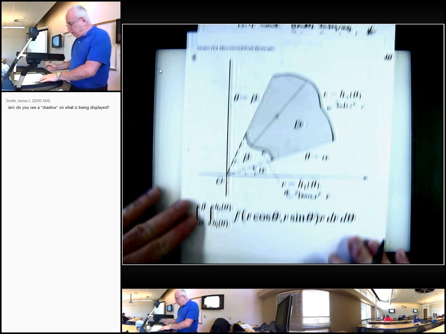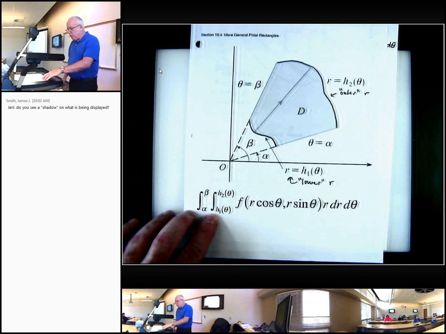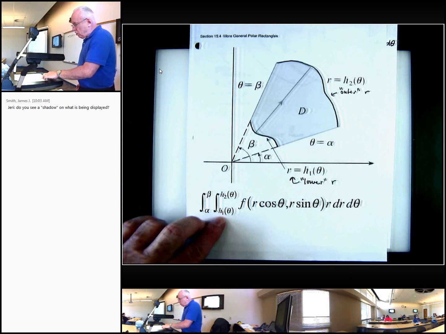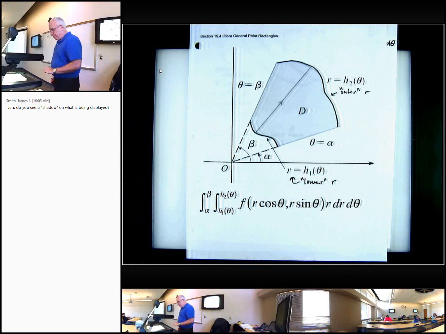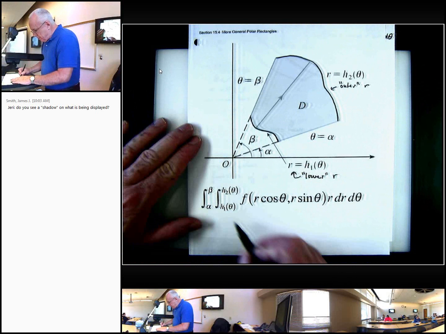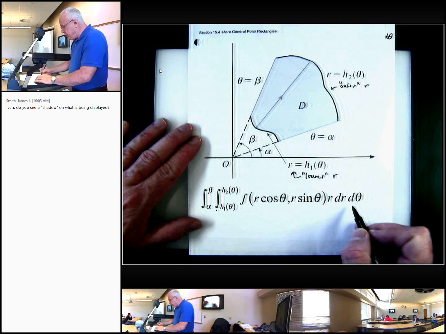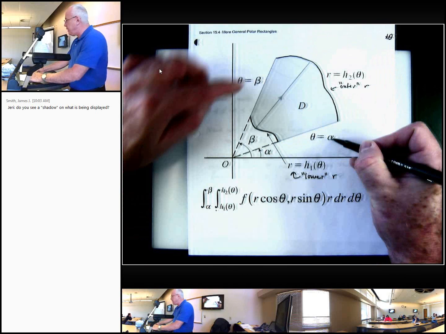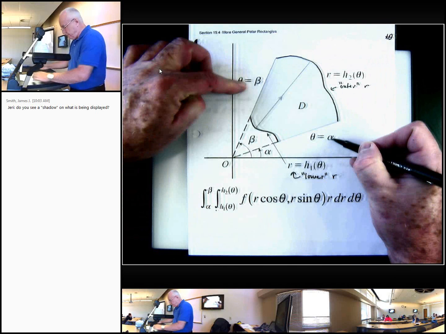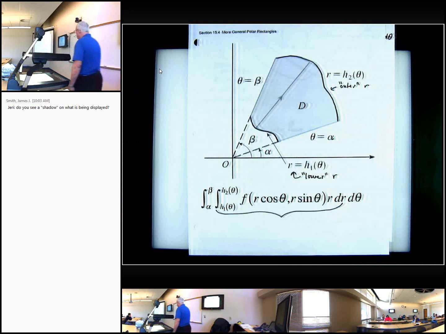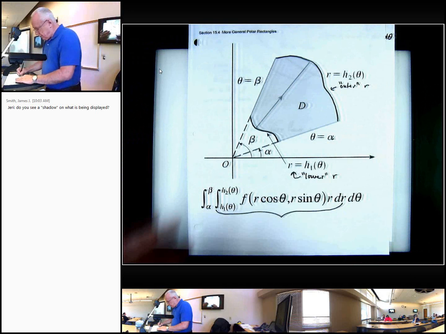So when we integrate here, first we integrate with respect to r. Our r values are going to go from h sub 1 of theta to h sub 2 of theta. Now remember, we have r dr d theta. Our theta values still go from alpha to beta, whatever we determine those are. Now remember, when we do this inside integral, theta is being treated as a constant.